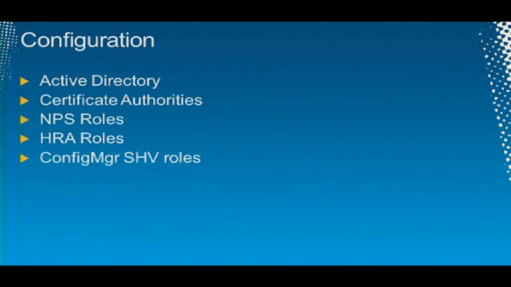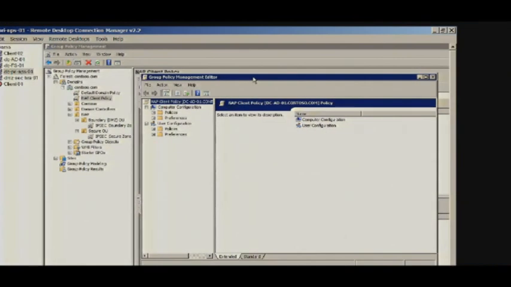Right, so the next bit, we're going to jump into configuring our demo environment. In our slide pack, there's a whole lot of hidden slides, so when you download it, it should give you enough screenshots to be able to jog your memory as to what we did. Yep. So we're going to look at Active Directory, our certificate authorities, NPS roles, and our Config Manager roles. So where do we start from?